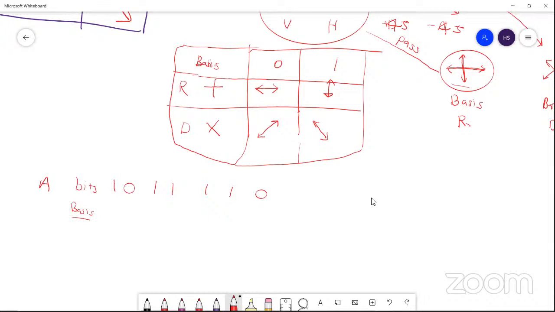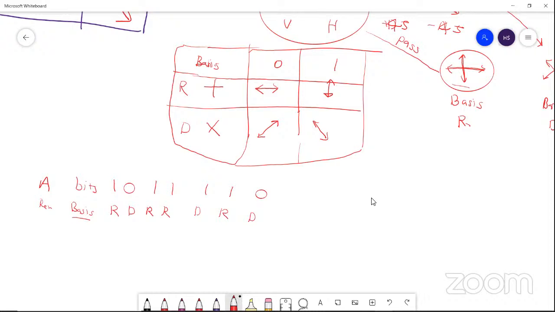I'm preparing the groundwork for the BB84 protocol. Let's suppose Alice wants to send this information to Bob. What Alice will do is take this string and then choose random bases. Let's suppose she chooses R, D, R, R, D, R, and again D. So the bases are chosen.